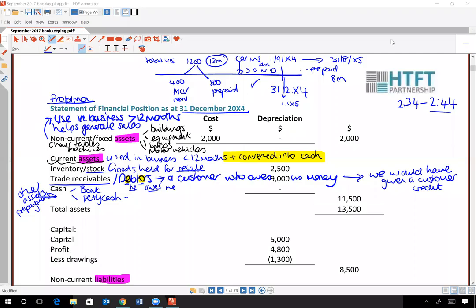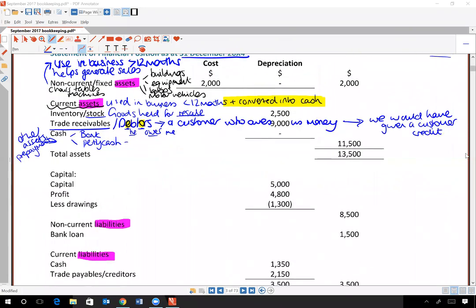Continue on with our epic adventure. We've looked at assets, but we know that the balance sheet also has these liabilities. Liabilities is what the business owes to somebody. Now, this is actually categorised into a couple of headings.